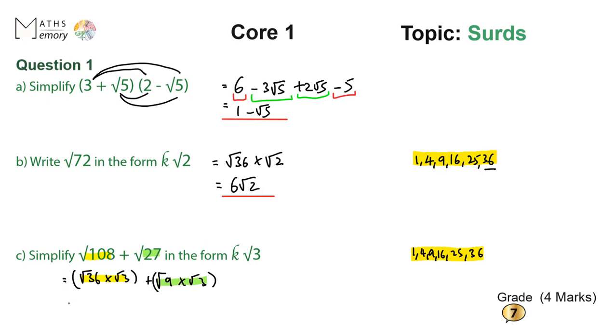It's pretty easy now. So root 36 is 6. That's why we do that. 6 root 3 plus root 9 is 3, 3 root 3. We add these together. So 6 root 3 plus 3 root 3 is 9 root 3. That's your final answer for something slightly more complex, but still the top trick is to write all your square numbers from 1 to 36. There we go.